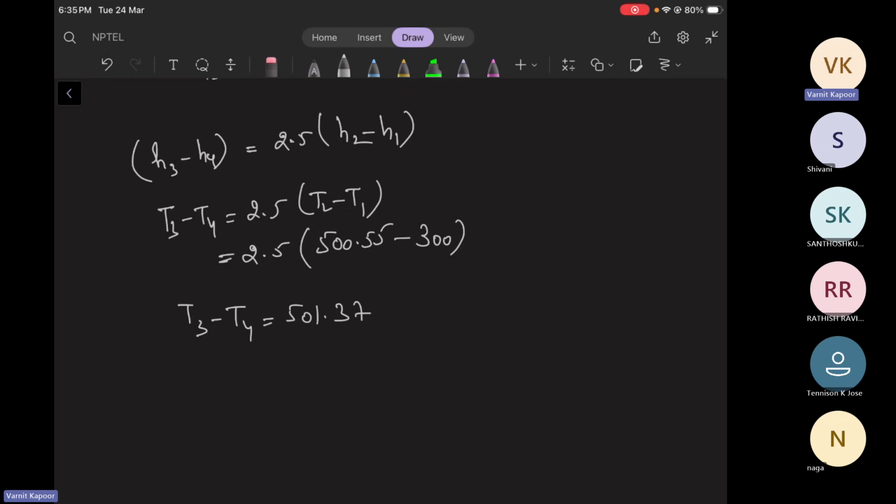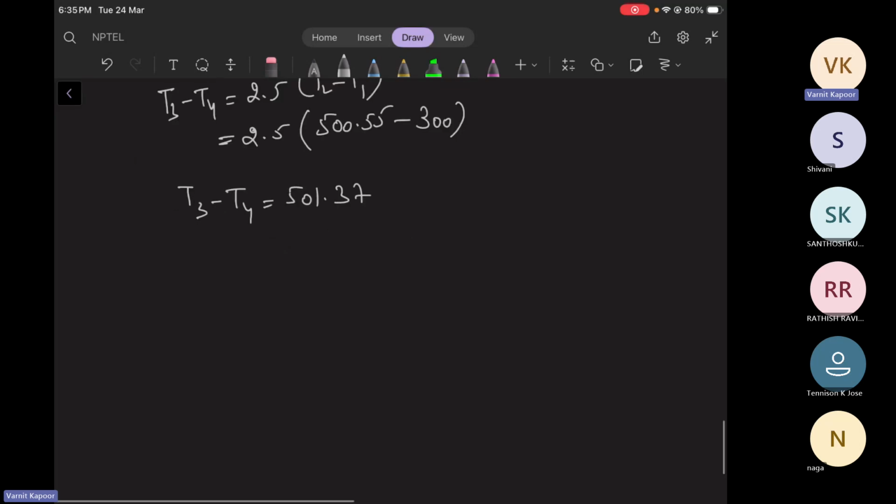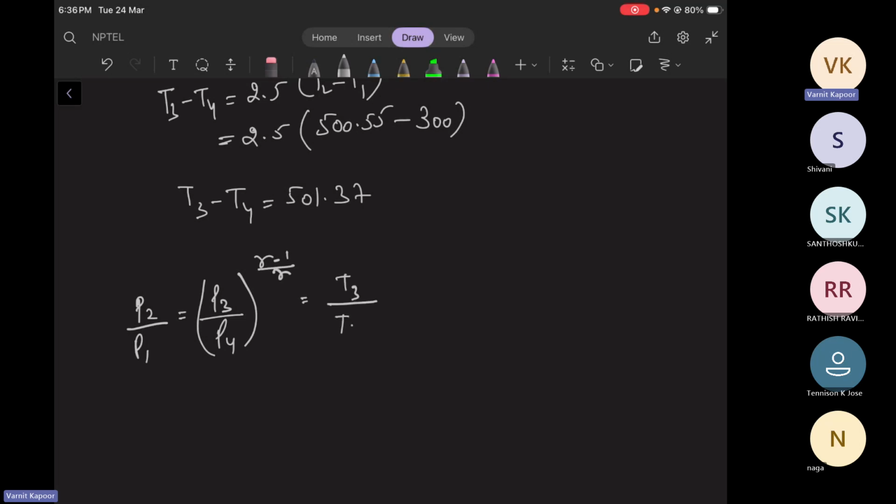How will we get T4? Either we can get T3 in terms of T4. One way is this. We know that P2 by P1 is nothing but P3 by P4. P2 by P1 is equal to P3 by P4 to the power of gamma minus 1 by gamma is equal to T3 by T4. What do I mean to say by that? This can be written as T3 by T4 is equal to P3 by P4 to the power of gamma minus 1 by gamma.